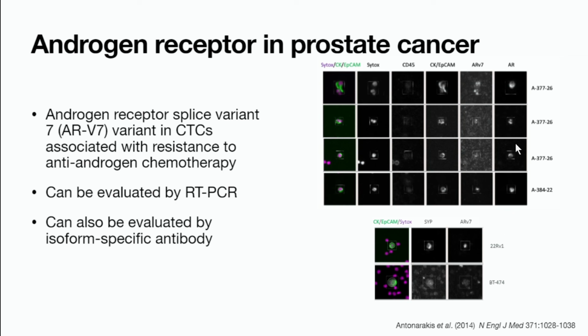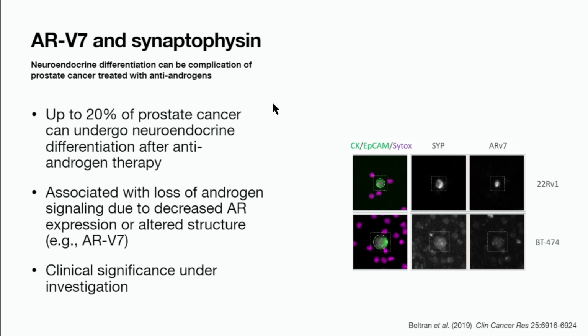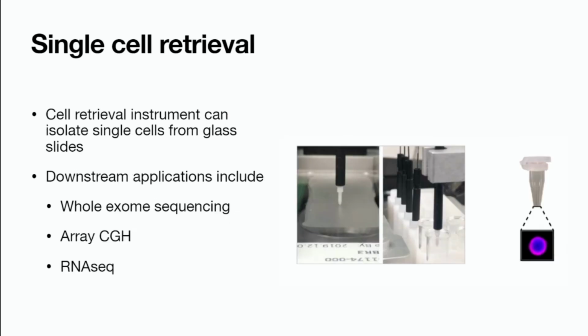And so here are some examples where you can actually look at this ARV7 version of the androgen receptor versus the full-length androgen receptor. So this is an assay that's available, and our prostate cancer docs are interested in that. And then you can look at other markers. So for example, when prostate cancer cells have been treated with anti-androgen agents, they sometimes undergo what's called neuroendocrine differentiation. And we can identify that by looking at synaptophysin as a marker. And so again, this is another marker that some of our prostate cancer colleagues are interested in looking at, and so we will be developing an assay for that as well.